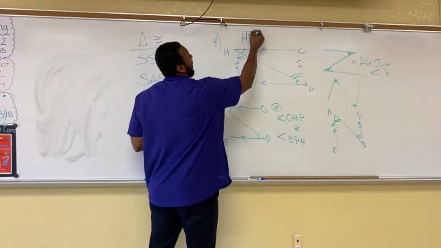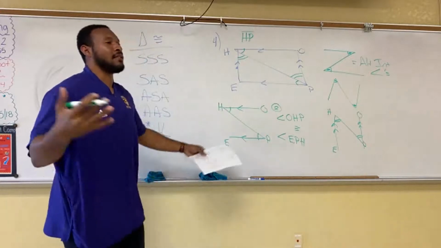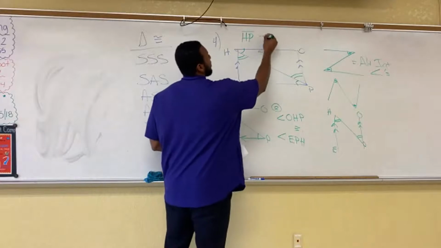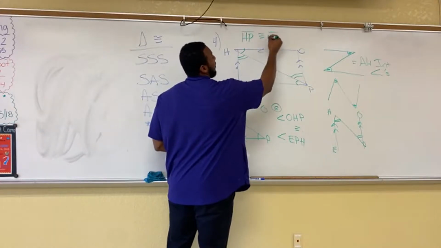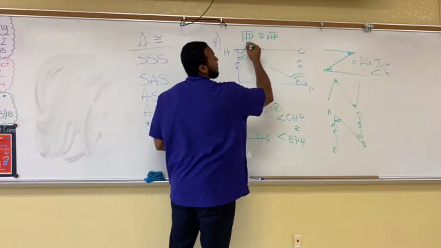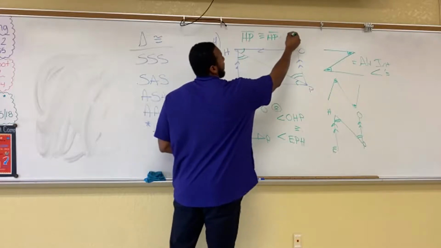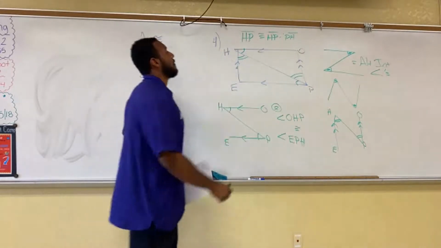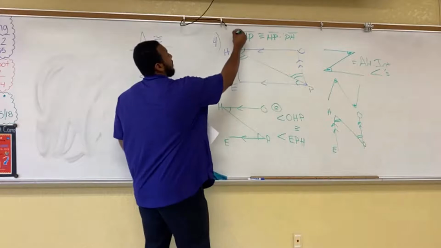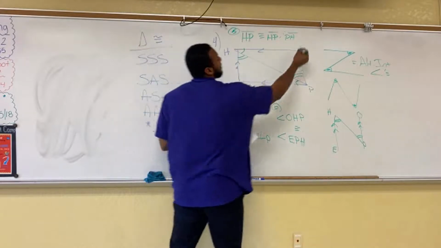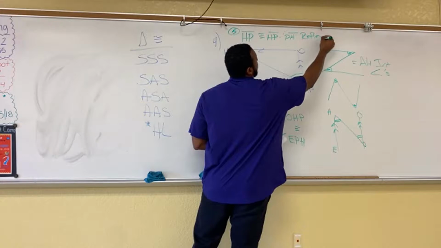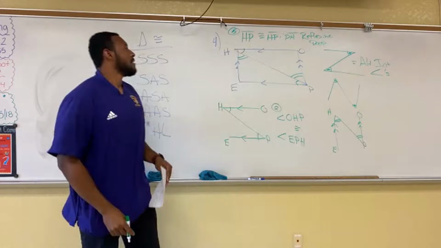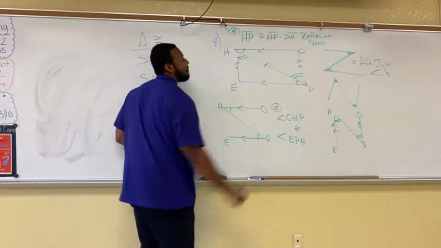So HP. How can I express that HP is reflecting itself? HP is not equal, but congruent to HP. So HP is congruent to HP. Or you might see it sometimes as HP congruent to PH. Don't get confused. This is called the reflexive property. This is for question number 5. I can't spell, so don't judge. That means it's congruent here to both triangles.